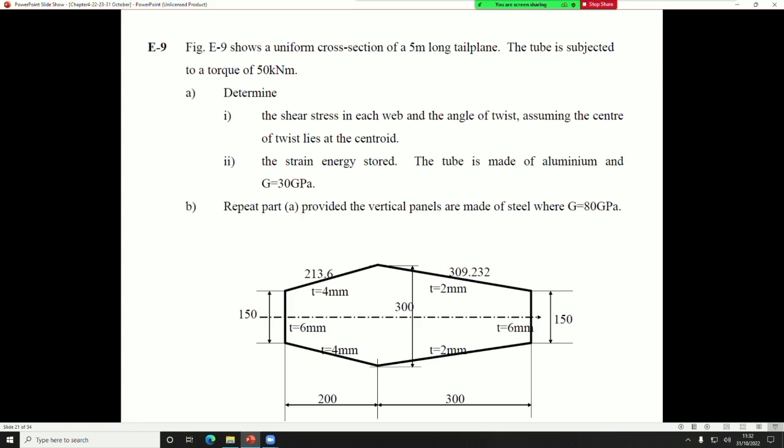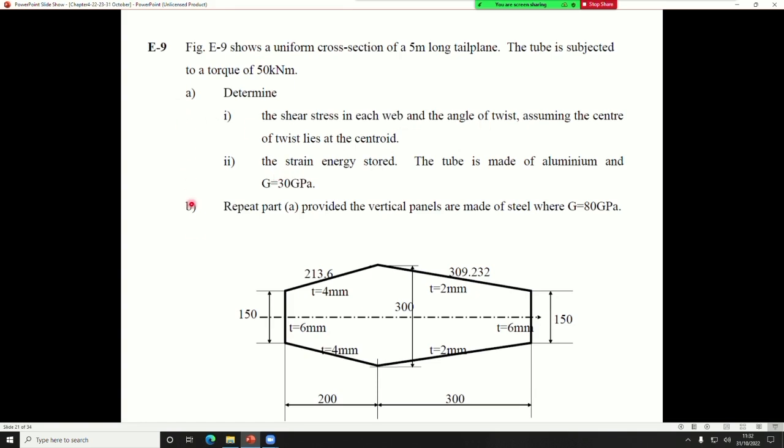So in question number 9, we have a single cell. The dimensions are given, and the value of the torque is given, which is 50 kilonewton meters. And the first part is asking us to find the shear stress in each thickness, and the strain energy stored, and the angle of twist.